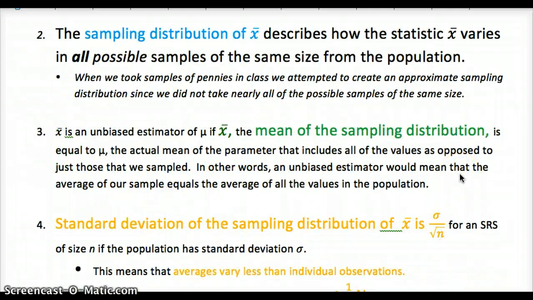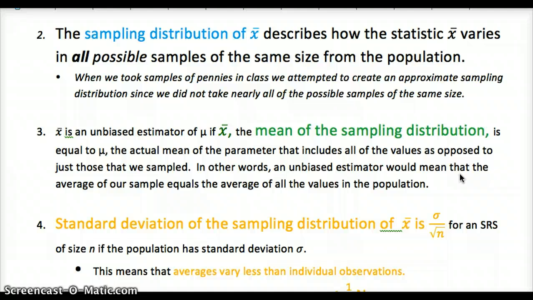So keep in mind before what a sampling distribution is. It describes how the statistic varies in all possible samples of the same size from the population. Now it is important to understand that when we take 100 samples of pennies and look to see which ones were from the 2000s, 100 samples is not all possible samples of size 5 or size 10 like we did in class. So that's not the sampling distribution. What we're doing there is approximating the sampling distribution, because in reality for us to create all possible samples of the same size would be very tedious and take forever. So we just try to approximate it in order to see the pattern that's occurring with it.